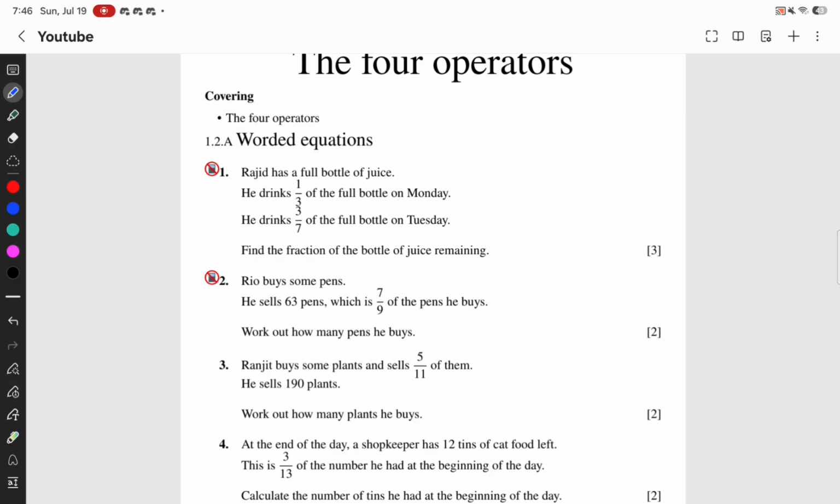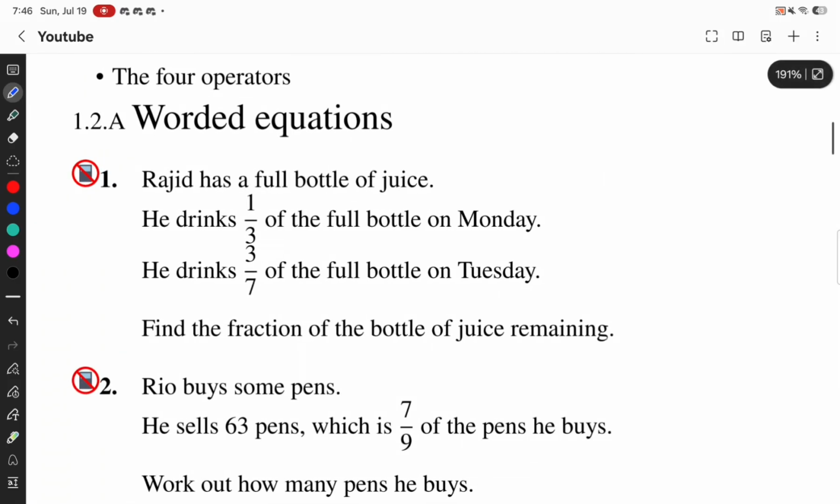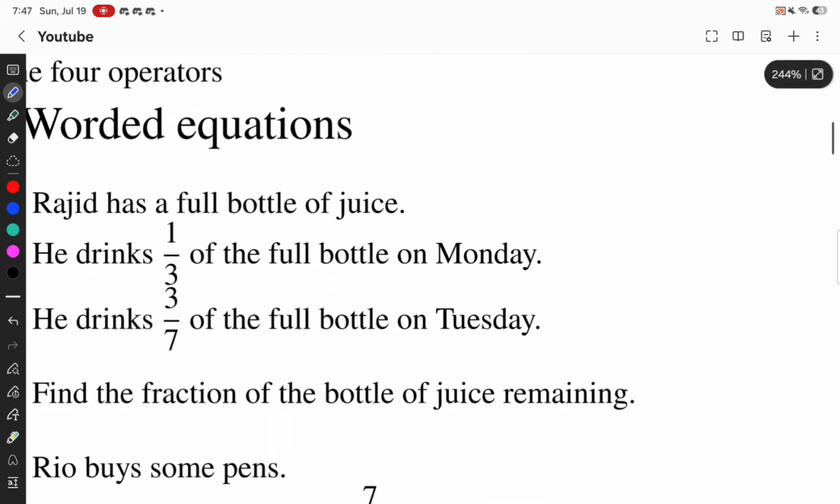Rajat has a full bottle of juice. He drinks 1/3 of the full bottle on Monday and 3/7 of the full bottle on Tuesday. Find the fraction of the bottle of juice remaining. Now, we know the full bottle is like 1. Okay, because this is the total. Anything over anything equals 1 also. If we drink 1/3 on Monday and 3/7 on Tuesday, how much do we have left?